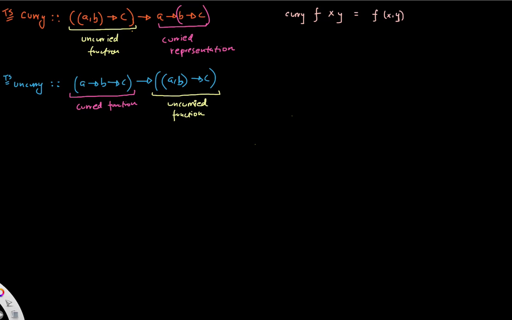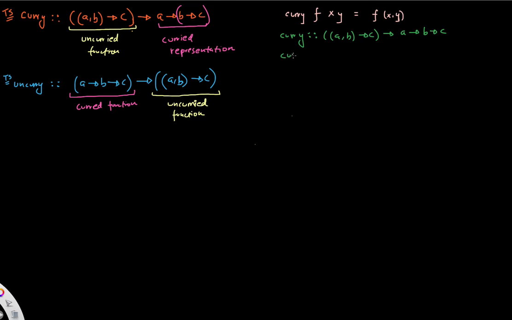So just to make this a little bit cleaner here, let me use a different color. The type of curry, right, is simply a function that takes this uncurried function from a tuple of A and B, giving back some value of type C, and curries it to give you back a function that goes from A to B to C. Okay, that's what curry is.